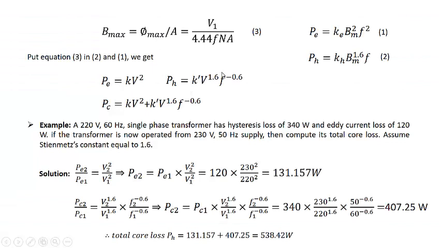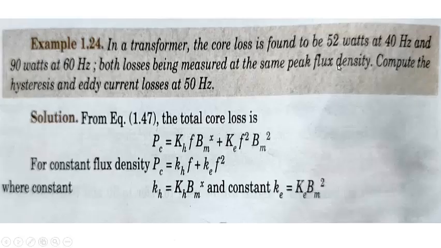So we'll be using these formulas, that is this and this. Here this Bm is constant, this Bm is constant. So we will be using this formula. It becomes slightly convenient as compared to this because in this case voltages are not given. So when this is constant, this Pe, let us say, is equal to some constant into f square. That constant will be now Ke into Bm square. This Ph will be some constant into f, which will be equal to this. This constant will be equal to Kh into Bm raised to power 1.6. So that's what has been written here.